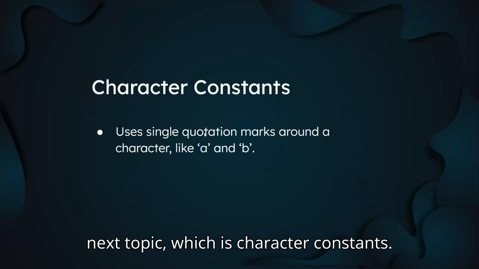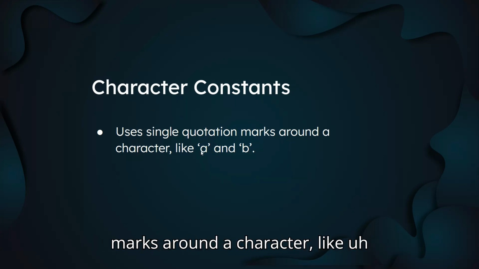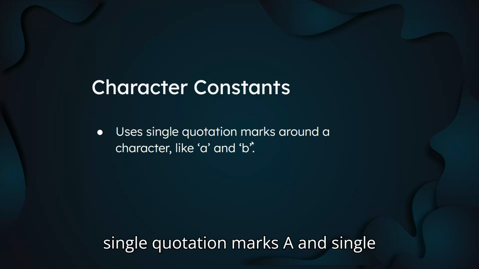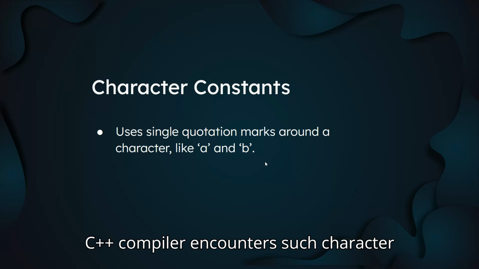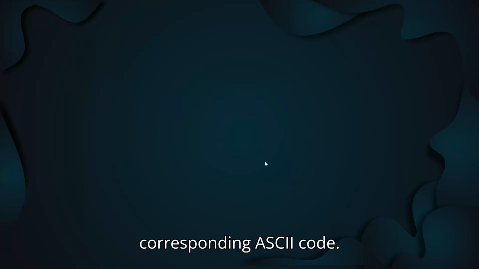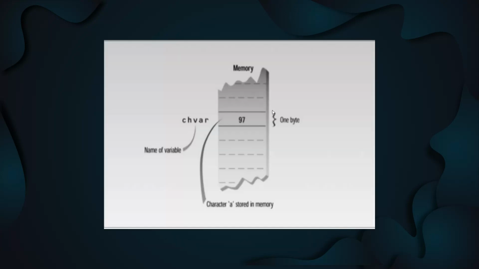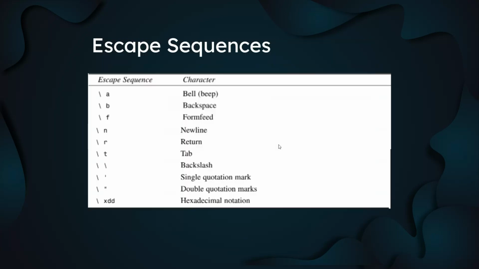Moving forward to the next topic, which is character constants. Character constants use single quotation marks around a character, like single quotation marks A and single quotation marks B. When the C++ compiler encounters such character constants, it translates them into the corresponding ASCII code, and each occupies only 1 byte in memory.